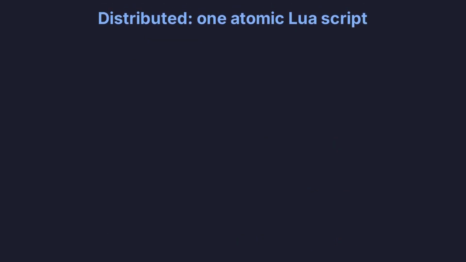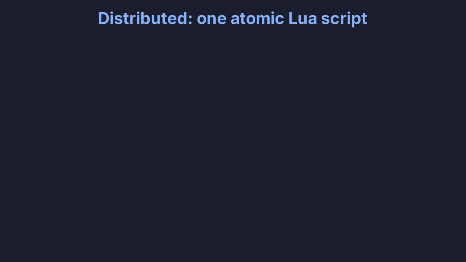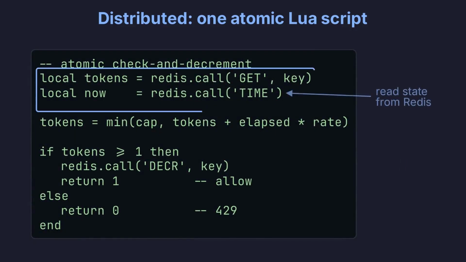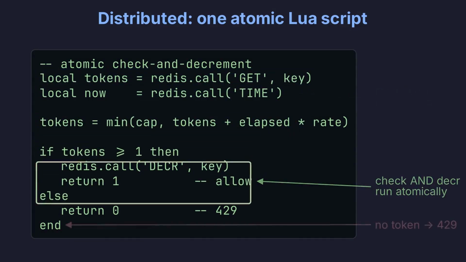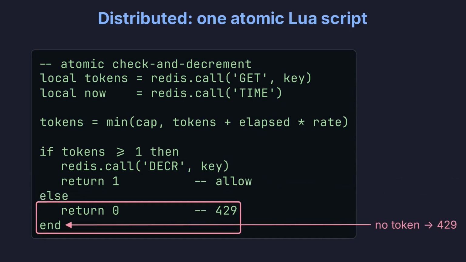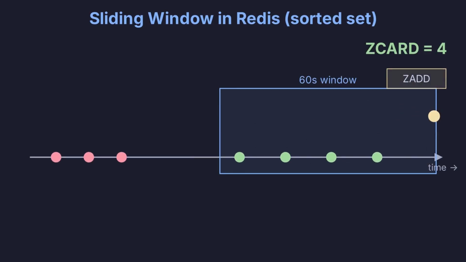When you run multiple instances of your service, you need distributed rate limiting. A common pattern is to store the bucket state in Redis. You use a Lua script to atomically check and decrement tokens, because a naive check then update would have race conditions. 2 parallel requests could both see a token and consume it, exceeding the limit. For a sliding window in Redis, you can use a sorted set where each member is a unique request ID and the score is the request timestamp.